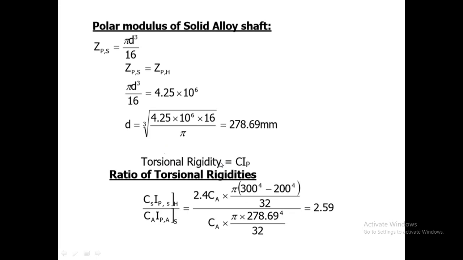So next, coming to torsional rigidity, I told you that it is nothing but G into J or C into IP here. So C is nothing but rigidity modulus G here, J is nothing but polar moment of inertia IP here. So if you take the ratio of those two, that is G into J for the solid shaft and G into J for the hollow shaft, this is for the hollow shaft and this is for the solid shaft.